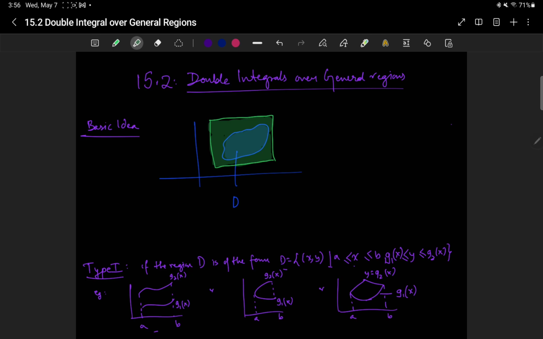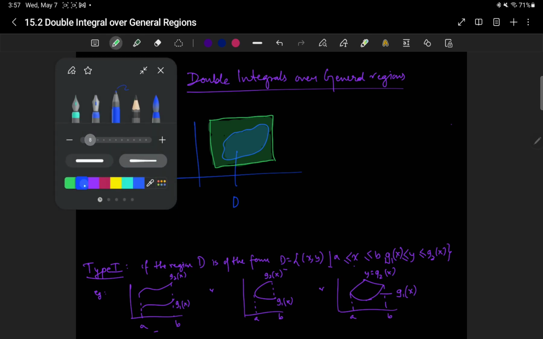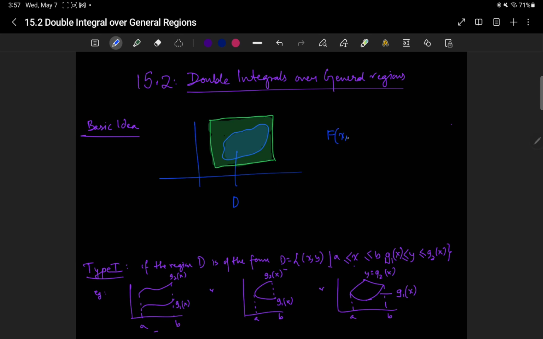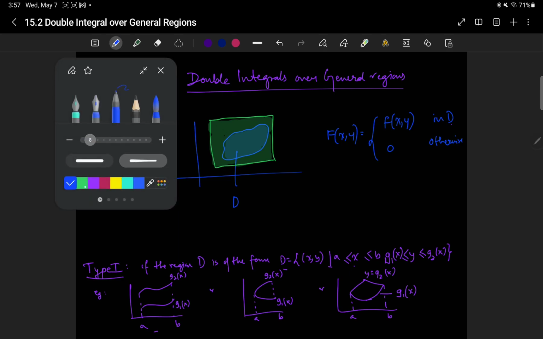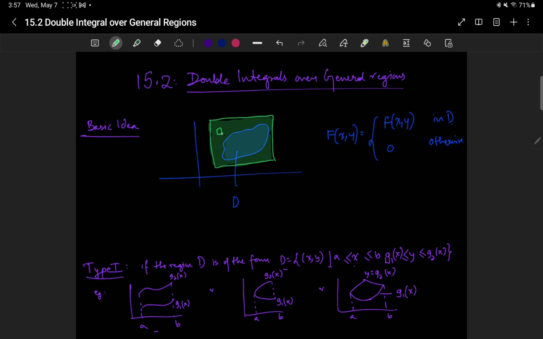And all I'll do is simply define a new function called capital F of x,y, which takes the value f(x,y) in D and takes the value 0 otherwise. So what happens is, as I integrate over these rectangles, every grid that corresponds to a part that is outside is going to contribute 0. So it doesn't really affect anything, which means we can still use our same process that we have.